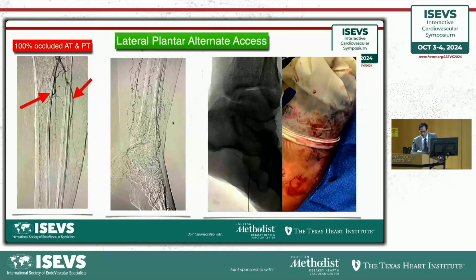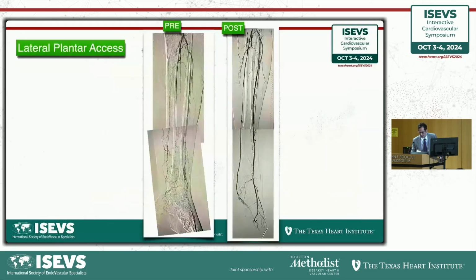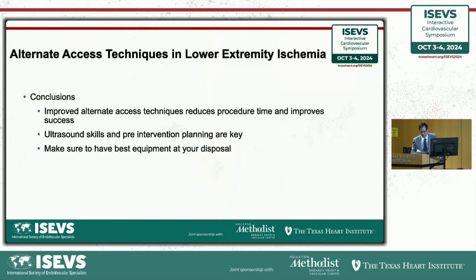Finally, I've done a few cases of these with lateral plantar access, even in the most critical disease, a patient with AT and PT occlusions. I did work the AT antegrade, the posterior tibial. I couldn't get the wire down. I accessed the lateral plantar artery with ultrasound. And once I got the wire up, I then advanced the microcatheter down antegrade and worked from antegrade and recanalized the posterior tibial. So in conclusion, improved alternate access technique reduces procedure time and improves success.